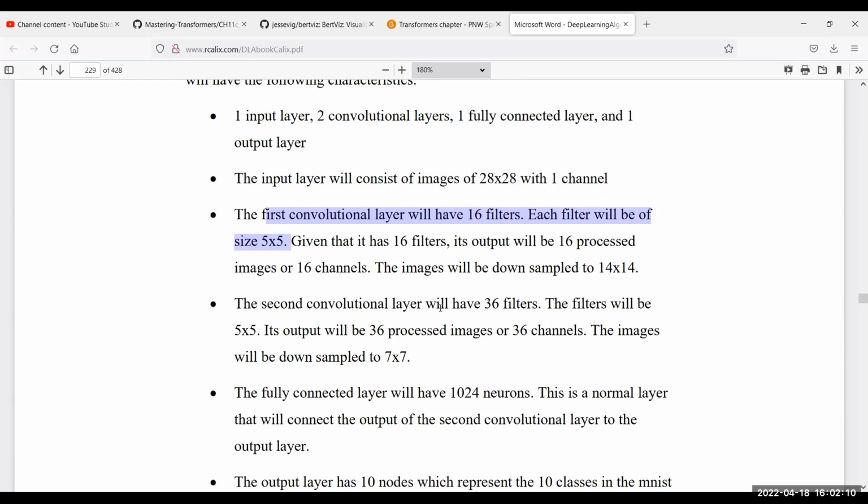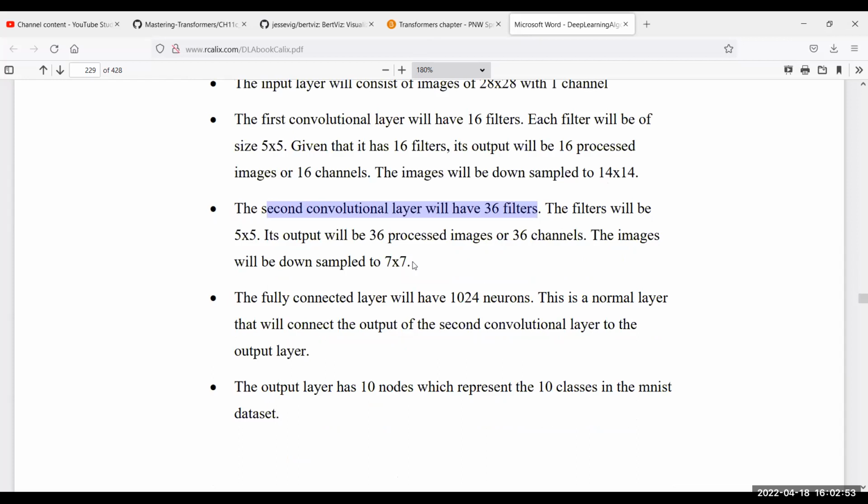Then in the second convolutional layer, we will have 36 filters. These filters will be 5 by 5, and its output will be 36 processed images. So it'll take whatever the first convolutional layer produces, use that as the transformed image, and run it through 36 filters and get 36 new transformed images. The scheme of how you aggregate can vary; there are various types. And after this convolutional layer, notice that the images will be downsampled to 7 by 7.